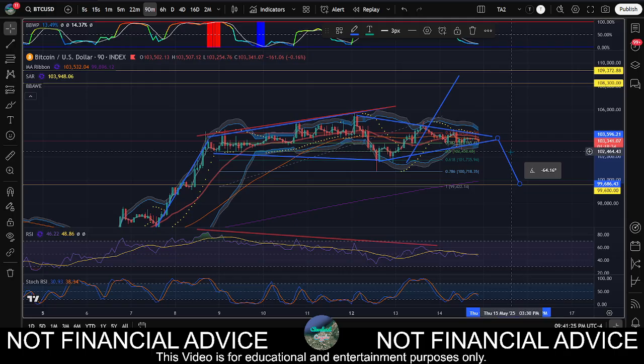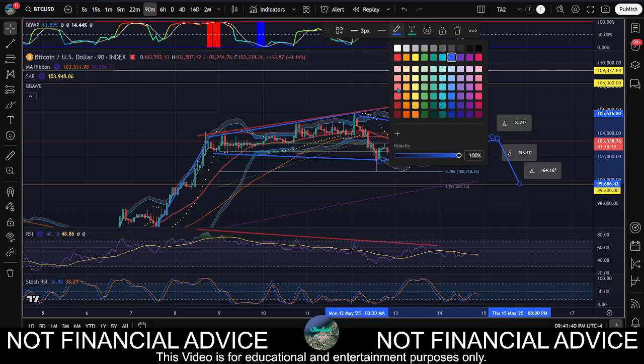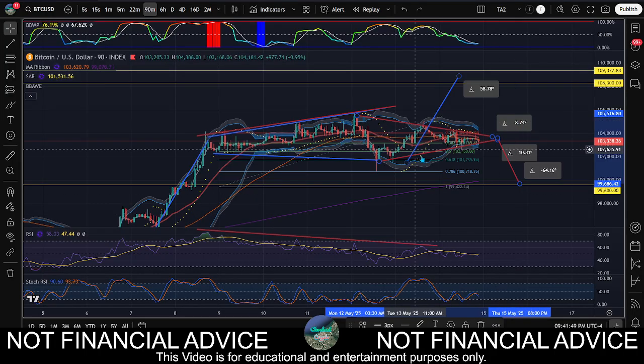Let's make this all red so that we can differentiate it. Where is it? Oh, it's up here. Move you back down. I like keeping it down here. But yeah, so symmetrical triangle pointing us to the downside. Down to where? Down to 99.6.